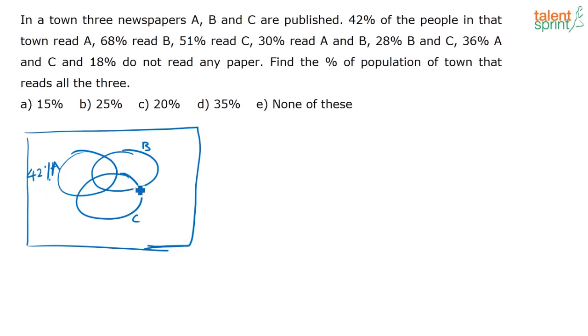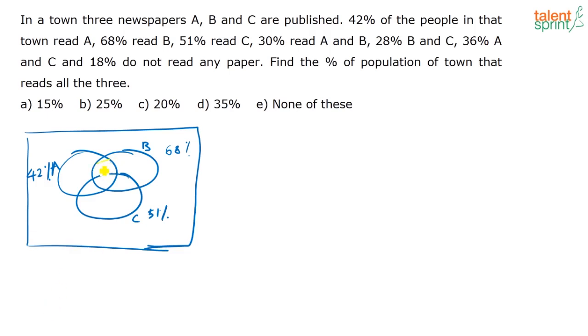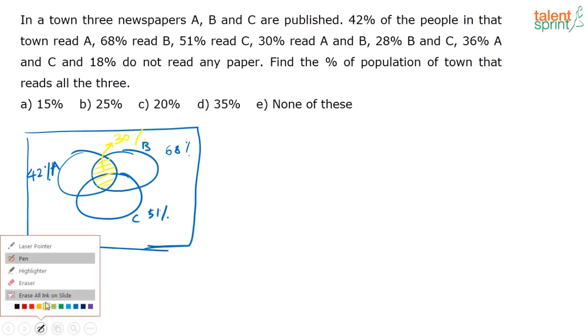Now let us look at B. 68% read B, so this circle represents 68%. Now 51% read C, so the third circle represents 51%. Now 30% read A and B. So what is that 30%? 30% read A and B means this highlighted region. That is 30%. 30% of the people read A and B.